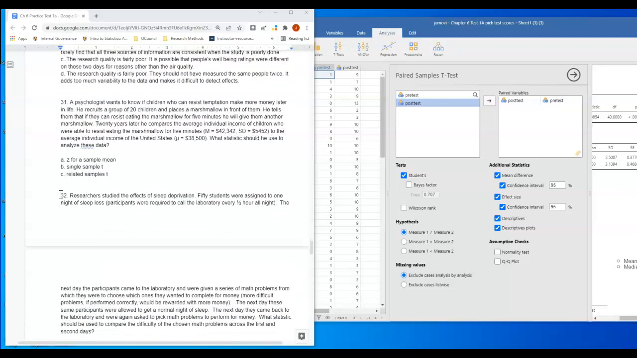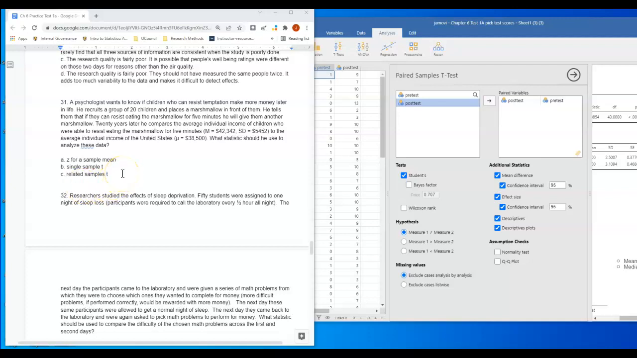All right, our next questions here are asking about which statistic you should use to analyze the data for a study. So remember, this is a really important skill. After you leave this class, you'll get data that you need to analyze, but nobody will tell you which statistic to use. You have to be able to read a research scenario and figure out which statistic is most appropriate. So we have three choices now: a Z for a sample mean, a single sample T, and a related samples T. So let's read this problem.